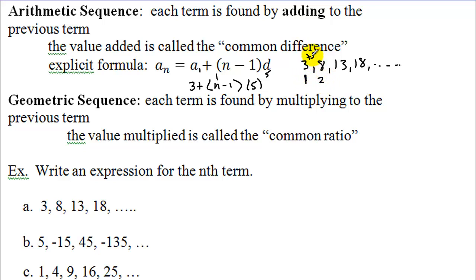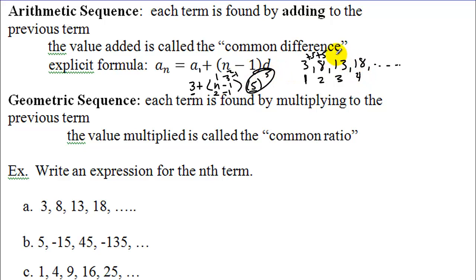Here's the second term. Now we want to actually add the 5 on. So we have the 3 plus, plug 2 in here. 2 minus 1 is 1, so we'll add 1 5. Then on the third term, we want to take the original and add on another 5, we want to add on 10. So when we plug 3 in here, we have 3 minus 1, which is 2, and 2 times 5 is 10. So we'll take the original and add 10.